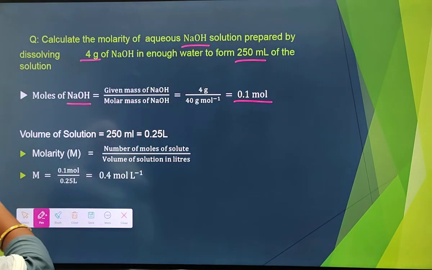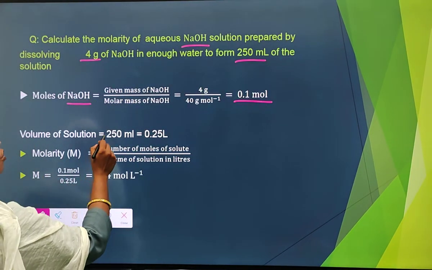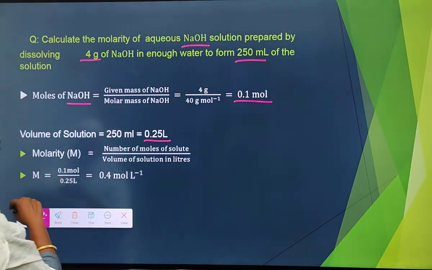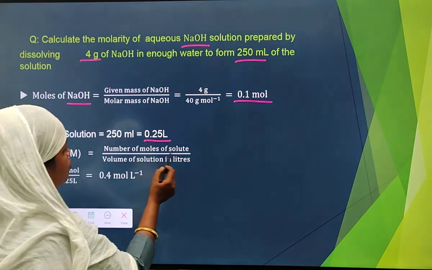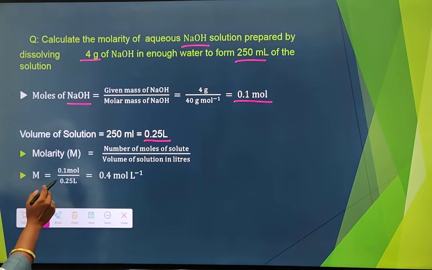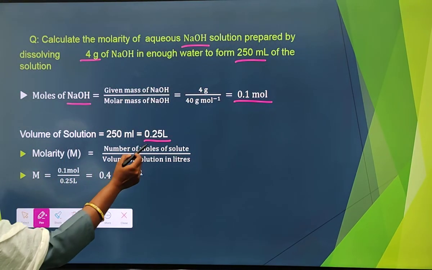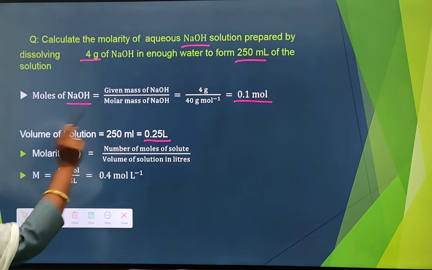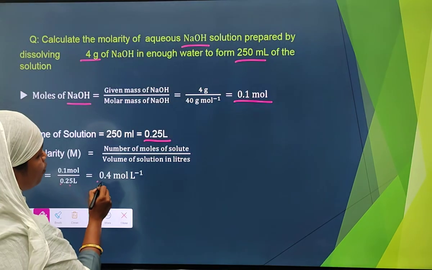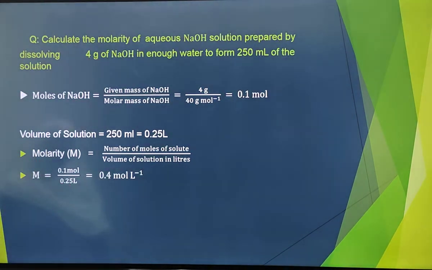Now what is the volume of the solution? Volume of the solution is 250 ml. Now we have converted it into liters. Molarity is the number of moles of solute upon volume of the solution in liters. So because of the formula, we have converted the volume of the solution into liters. Now molarity is 0.1 moles upon 0.25, and we get a value of 0.4 moles per liter.